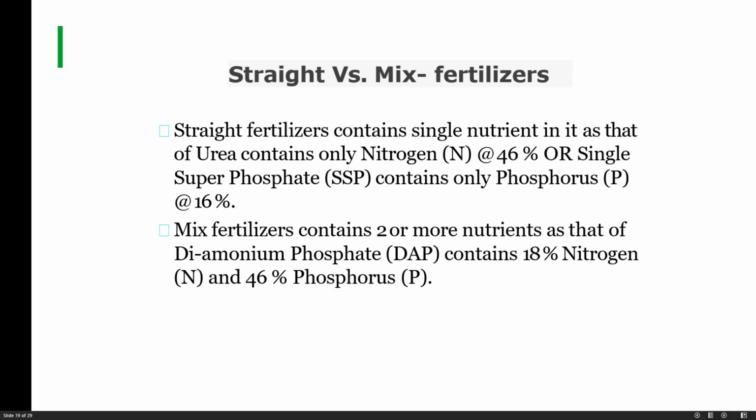And the mixed fertilizers contain two or more nutrients as that of diammonium phosphate. So it contains 18% of nitrogen and 46% of phosphorus. Yung mga nitrogen kasi na yan, isa yan sa pinakakailangan ng mga halaman. So straight contains a single nutrient, while mixed fertilizers contain two or more nutrients.